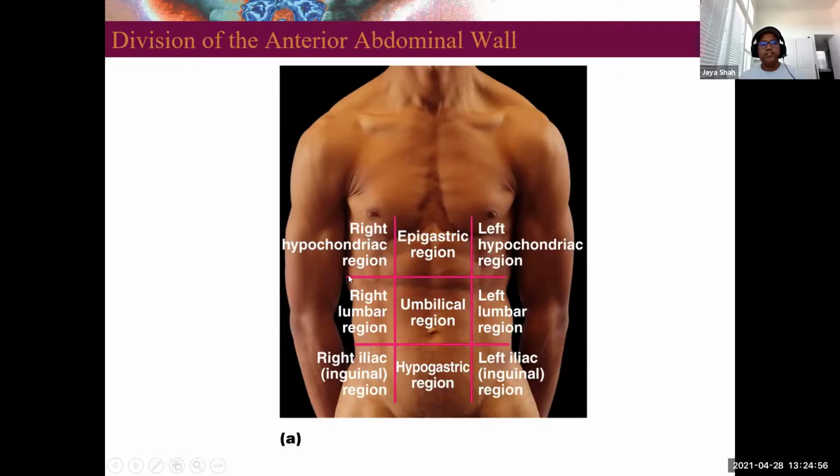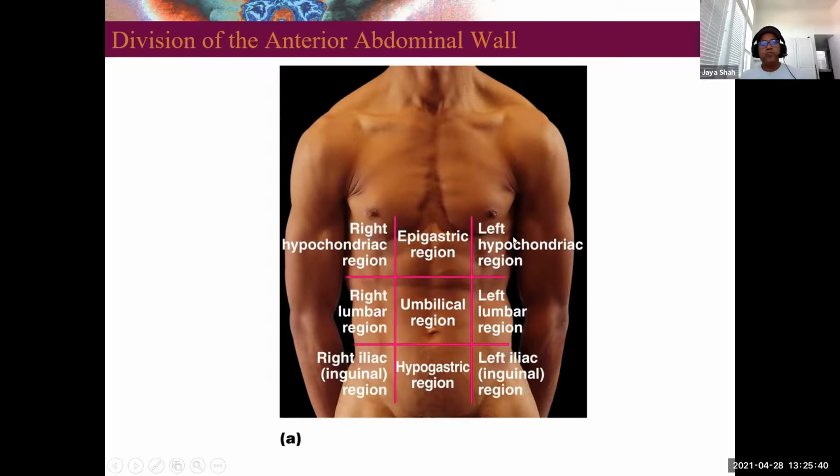The upper transverse line is under the last ribs, and the lower transverse line passes through the tubercle of the pelvic bone. That is called the transtubercular line. If you draw these 4 lines, you divide the abdomen into 9 regions.